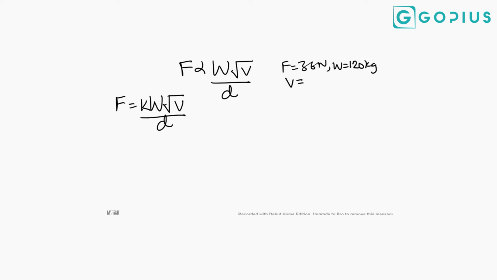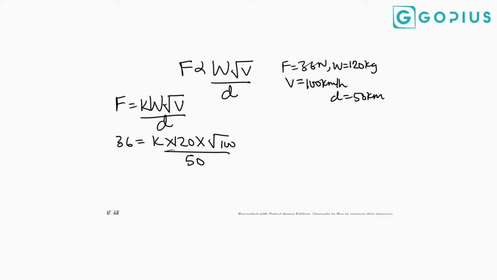Our velocity is 100 kilometers per second, and of course the distance traveled is 50 kilometers. All right, we fix all of them over here. So we have F, which is 36, equals K times W, which is 120, times the square root of V, velocity, which is 100, divided by the distance traveled, of course, which is 50. Okay, so we have that 36 equals K multiplied by 120 multiplied by the square root of 100, which is 10, divided by 50.